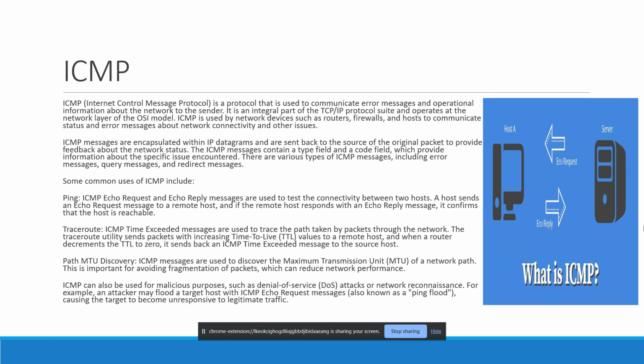The ICMP messages are encapsulated within the IP datagrams and are then sent back to the source of the original packet to provide feedback about the network status. These messages contain a type field and a code field, which provide information about the specific issues encountered. There are various types of ICMP messages, including error messages, query messages, and redirect messages. Some common uses of ICMP include ping, traceroute, and path MTU discovery.